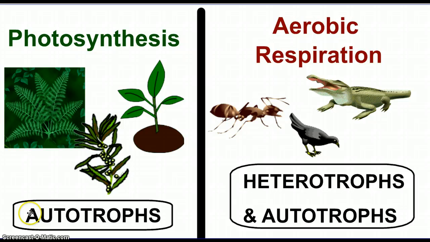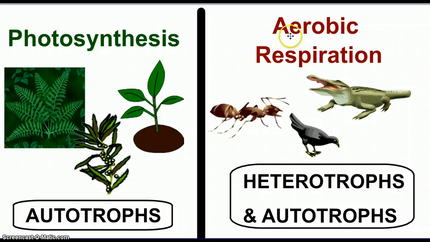Photosynthesis is used by autotrophs. These are all pictures of autotrophs. Autotrophs, without the assistance of any other living thing, can automatically make their own fuel, make their own glucose. They don't need to do any eating.